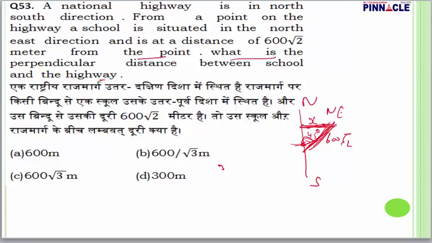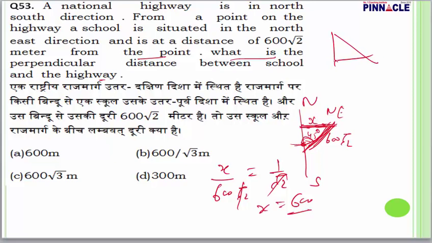So x by 600 root 2 is equal to sine 45, that is 1 by root 2, and the value of x would be equal to 600. You can think in that term also, that this angle would be equal to 45, so it would be just like the diagonal of a square. The answer in this case is 600.